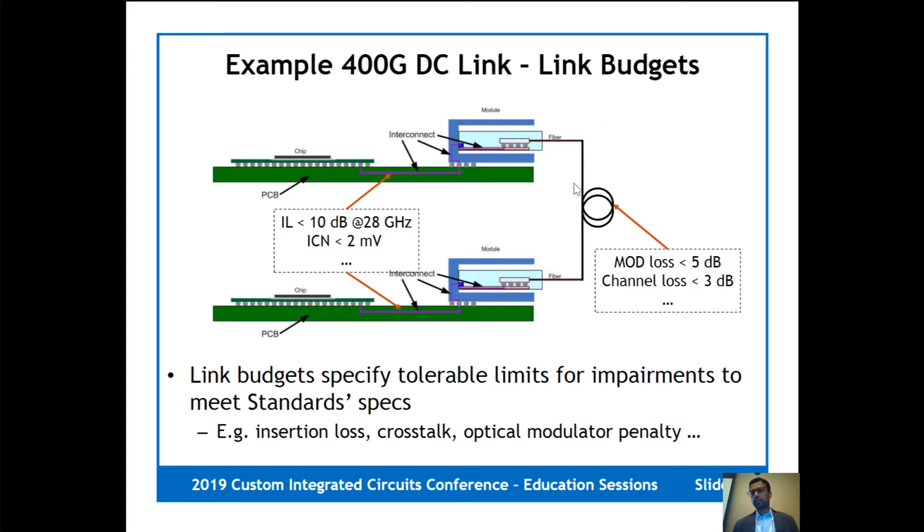And similarly, on the optical side, we need to divide the available SNR budget between how much loss you can tolerate on the optical modulator itself, how much loss you can tolerate in the link, what kind of receiver sensitivity you need, and so forth. So that's what link budgeting entails.